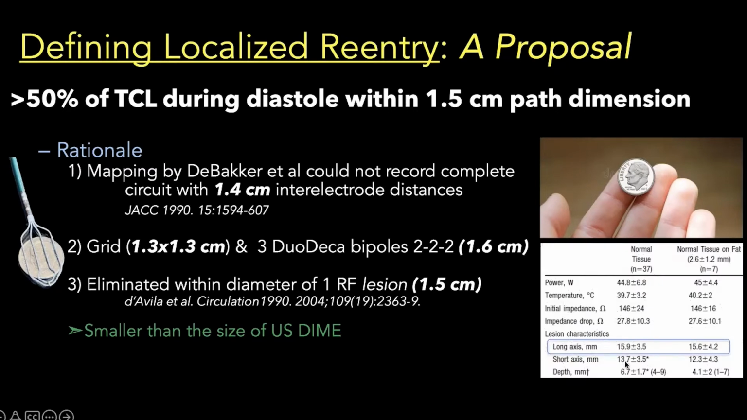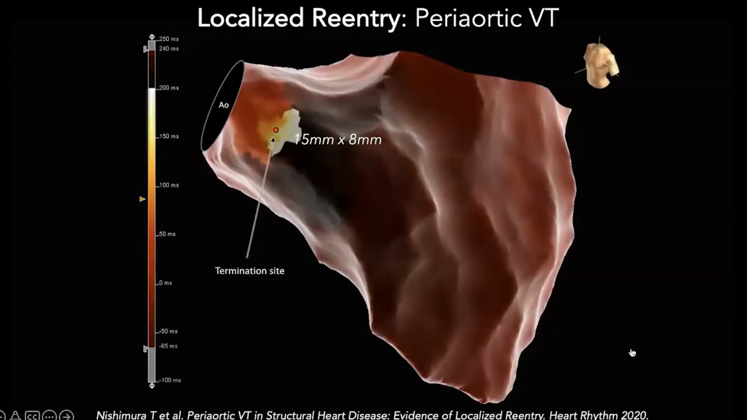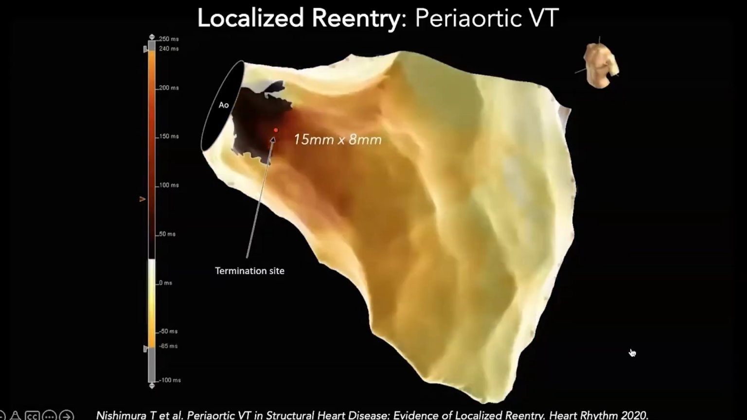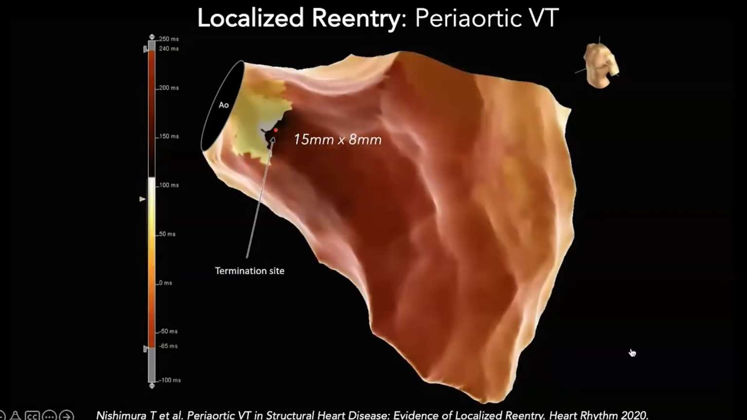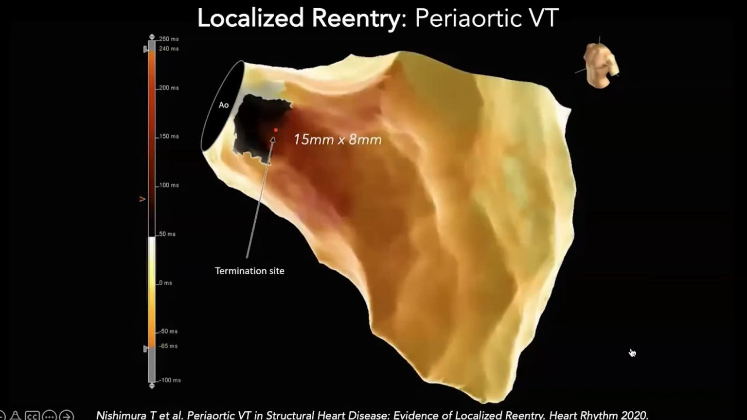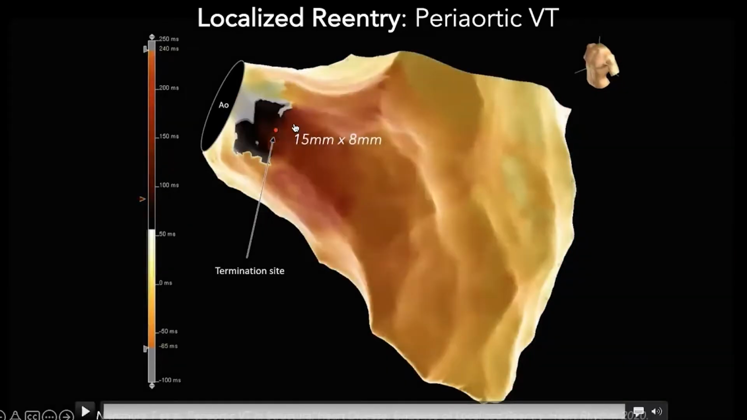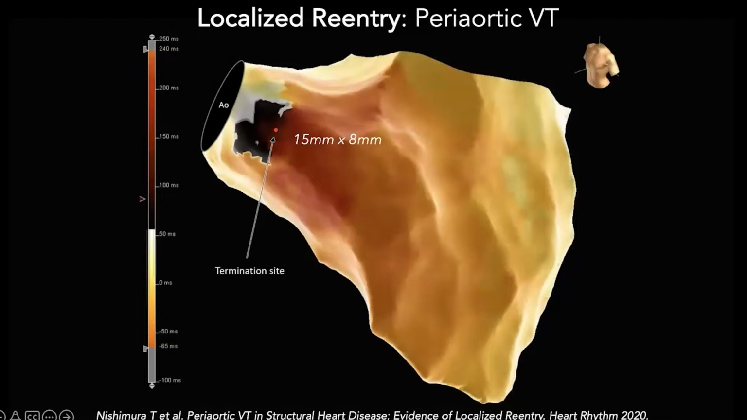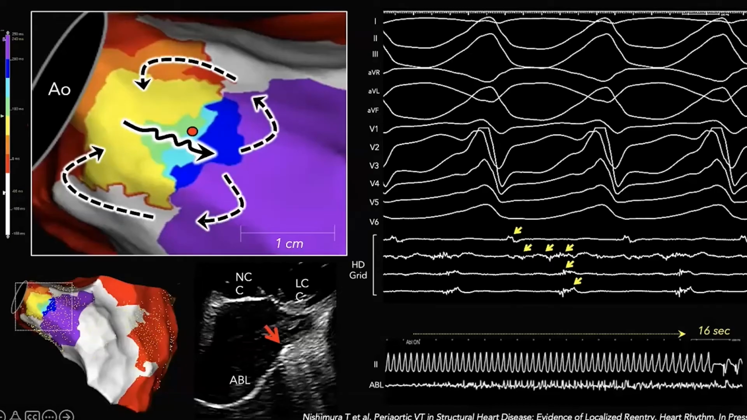And here's exactly showing that the long axis dimension can be 1.6 centimeters in scar and normal tissue with irrigated RF. Here would be an example of localized reentry, 1.5 centimeters by 8 millimeters in the peri-aortic area. This is not uncommon. If you had low density mapping, you believe this might just be focal. You might miss these outer loops and the entrance here. Again, showing that the electrogram that creates this beautiful map is really all here.